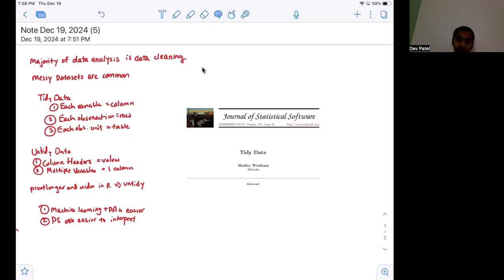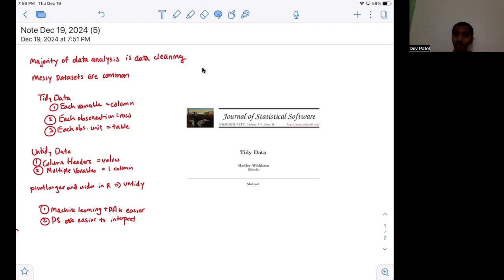And so a lot of the problems with untidy data are that column headers are sometimes values. We have multiple variables in the same column, and we have pivot longer and pivot wider in R that actually represent untidy data points. And so one of the common examples you'll see is that the column headings are actually the values, which is what the result is of pivot longer. But what we want to make sure is that we have tidy data, and the way we get to that is by making sure that each variable has its own column, each observation has its own row, and each observational unit is represented in a table.